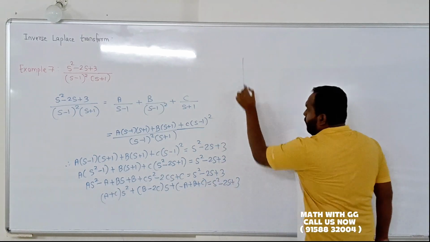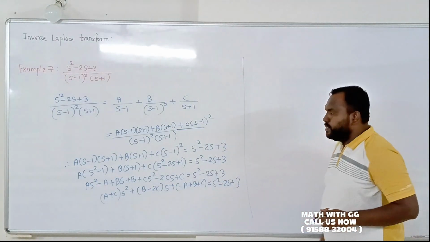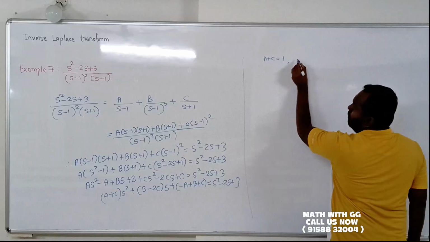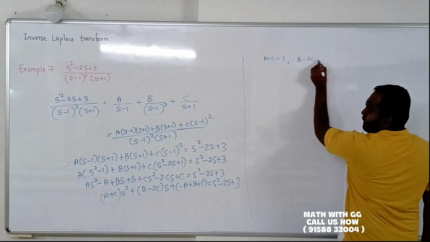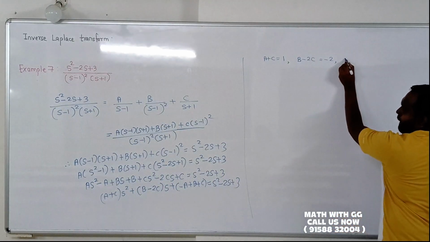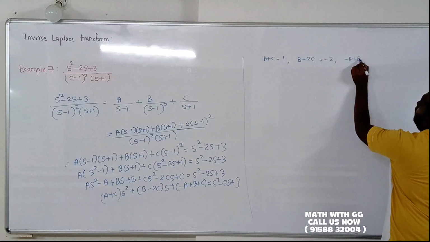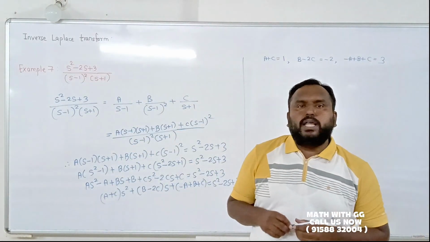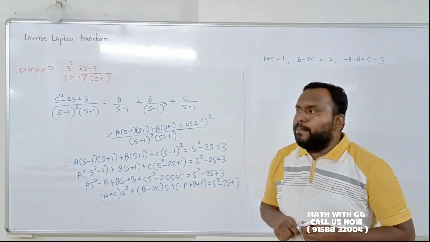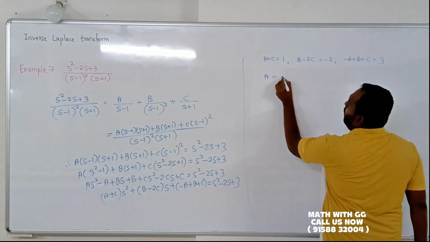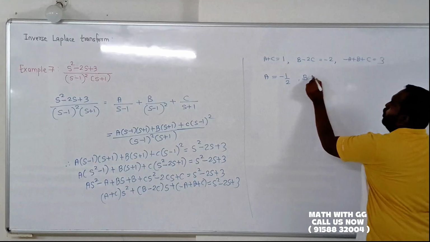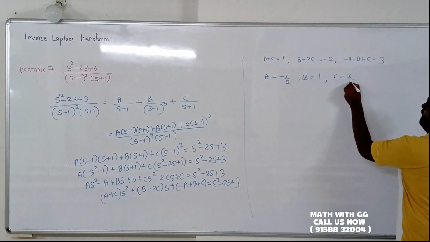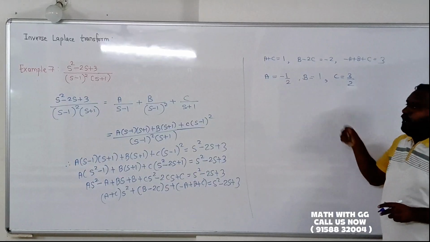Now equating the coefficients, we get the equations A + C equal to 1, B − 2C equal to −2, and −A + B + C equal to 3. Now solving these equations on the calculator, we will get the values of A as −1/2, B equal to 1, and C equal to 3/2. So with the help of a calculator, you can easily calculate these values.